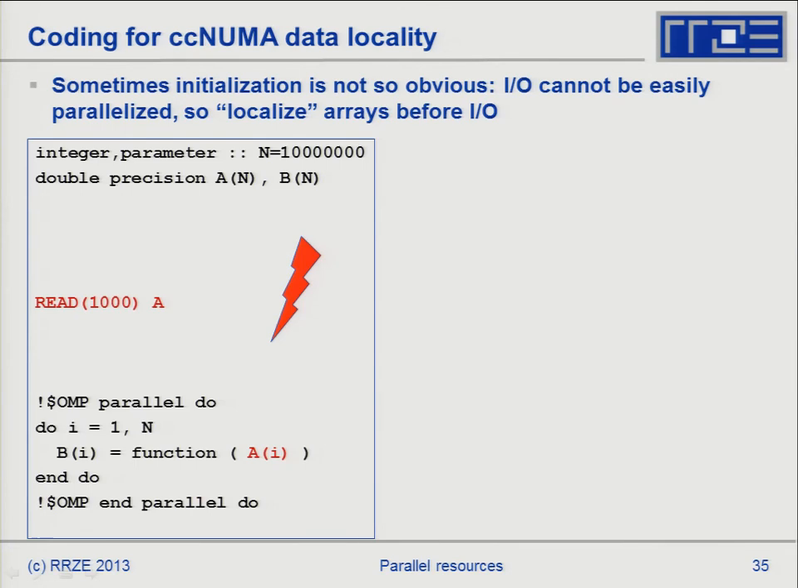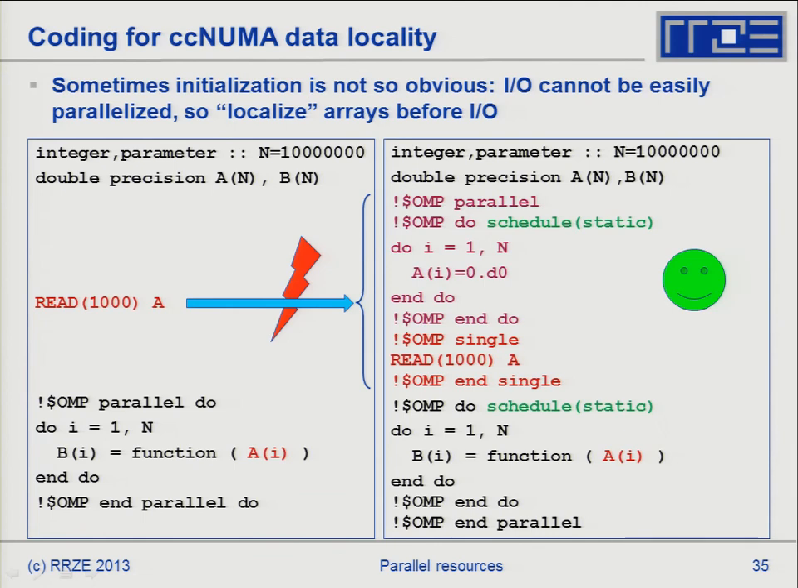But it's equally simple to make this work for ccNUMA. All you have to do is still include a loop which initializes the elements of A with any value, doesn't have to be zero. You do this in parallel, and then after this parallel loop, you read the elements of A from the file as usual. Of course, this will be sequential.